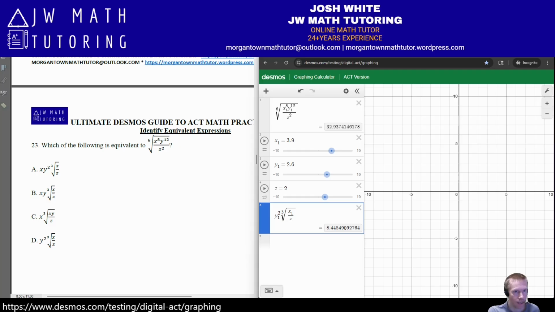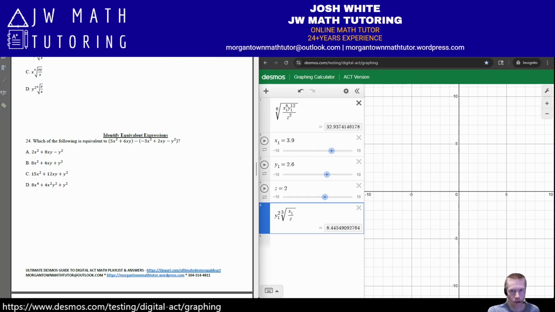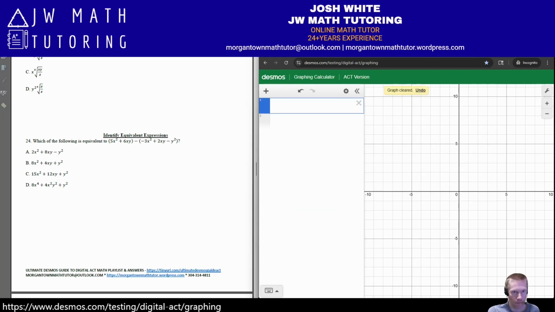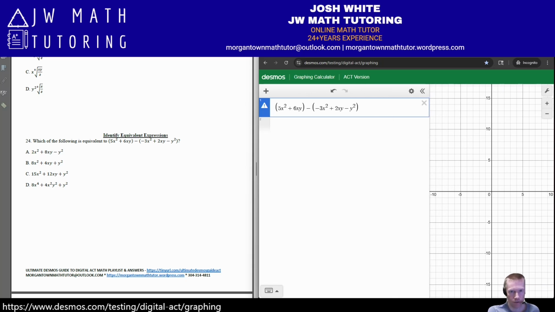All right, let me zoom back out. And let's look at another problem that you could use this on. So here we have some expressions, polynomials really, that are being added. And I'm just going to type in the original expression first. Okay, so notice it's not graphing anything, right? It's giving an error here.